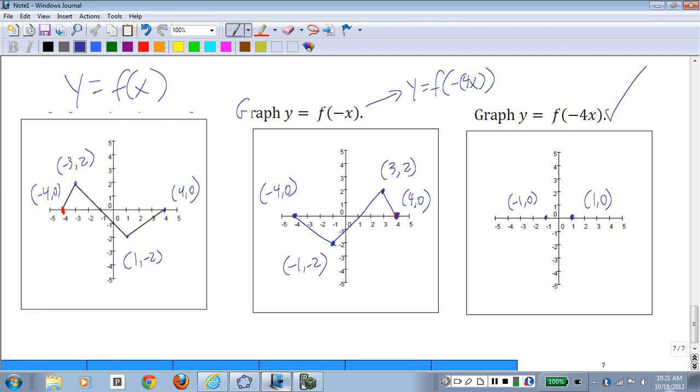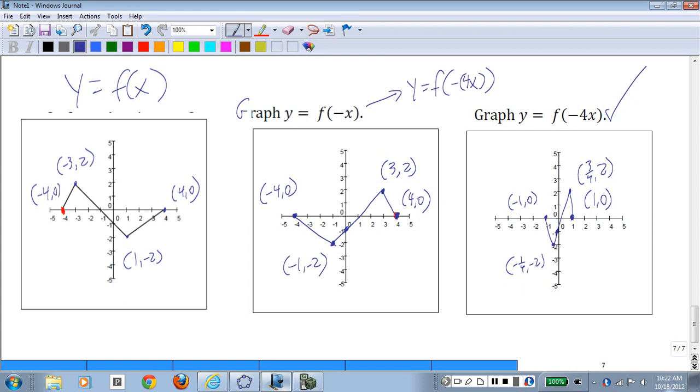So, how to do it? 3, 2, we take 1/4 of 3 and we get 3/4. So the point 3/4, 2 is right there. We take 1/4 of that x coordinate, negative 1, and we get negative 1/4. So negative 1/4, negative 2. The y-intercept, 0, negative 1, stays put. So 0, negative 1, and the graph looks like this as a result of the horizontal shrinking by a factor of 1/4.